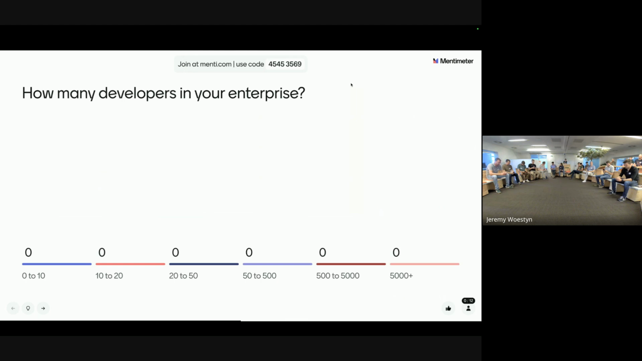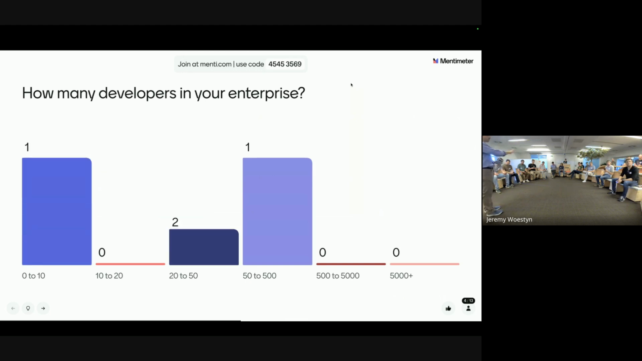All right. So this helps me understand how big your organization is a little bit, because I think that does change contextually how we talk about some things. So how many developers are in your organization? It might be zero. Zero's a fine answer.